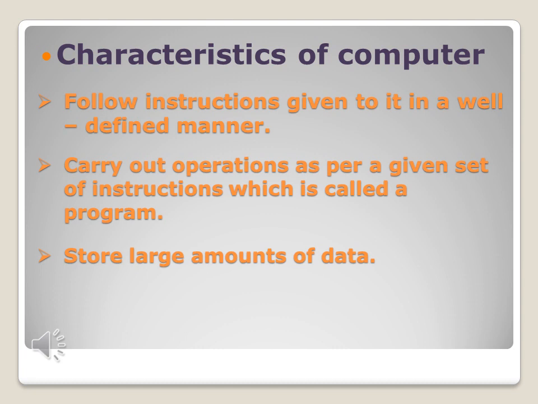Now we'll see the characteristics of the computer. The first one is computer follows the instructions in a well defined manner. That means whatever the instructions we will give to the computer to perform any operations, the instructions will be followed in a well defined manner. Second, it carries out the operations as per given set of instructions, which is called a program. That means if we want to perform any operations, there are so many instructions to be followed. A set of instructions is known as program.